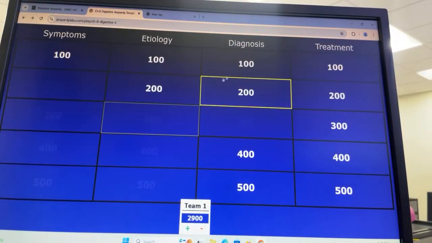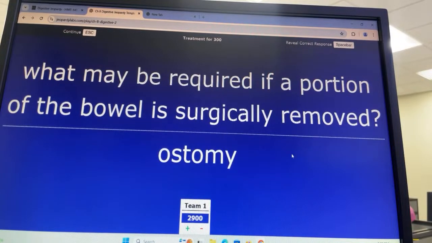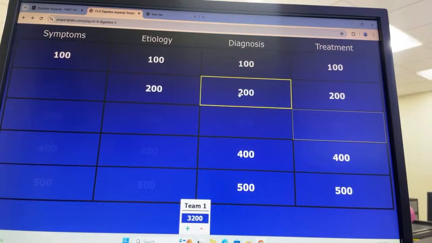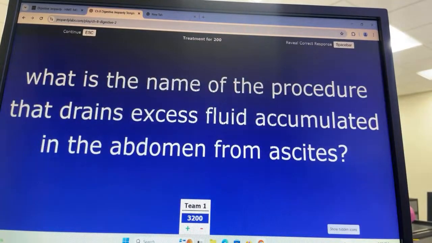All right. What may be required if a portion of the bowel is surgically removed? Yep, it's that ostomy bag where it's poking out of the stomach and they have that little sticker bag that collects everything. And what is the name of the procedure that drains excess fluid accumulated in the abdomen from ascites?